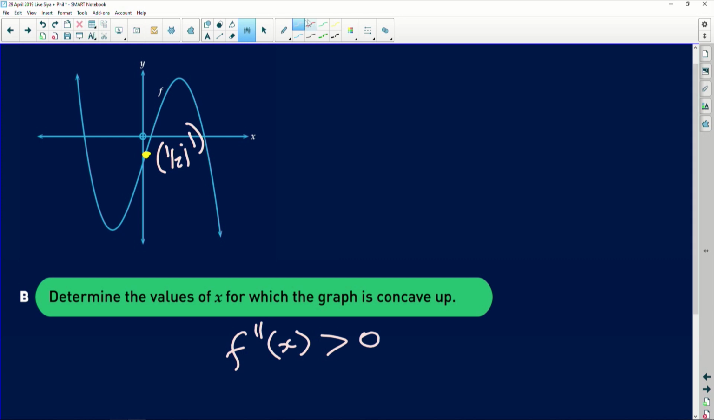And if I look at it graphically, this is where the graph is concave up. You can even see it yourself. Concave up meaning it is facing up. Therefore, it means when x is less than that half, so going this way from x, that's where this is concave up. So my solution will be x must be less than 1 over 2, and that's where it is concave up.